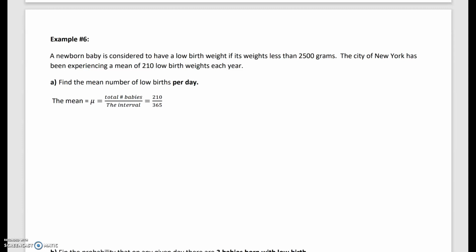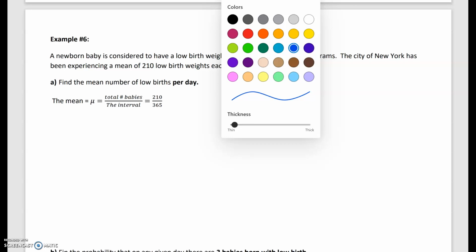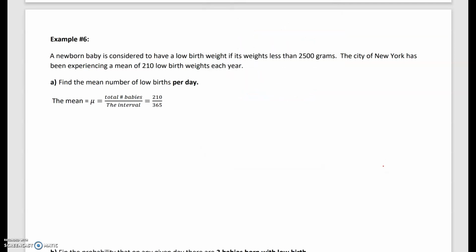Hi class, let's take a look at example 6. Now in example 6, the part that determines that this is a Poisson distribution is that the event is given in a length term of technically 1 year, and then they want us to look at the interval of per day. So that's the part that actually tells us, if it's not stated, that it follows a Poisson distribution.